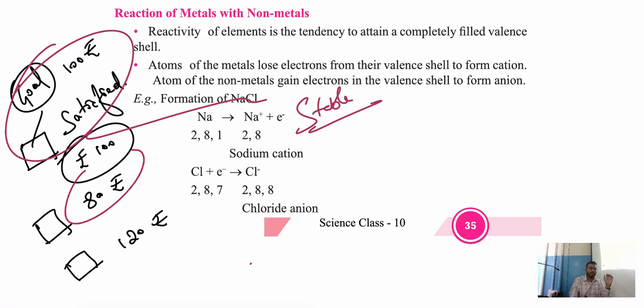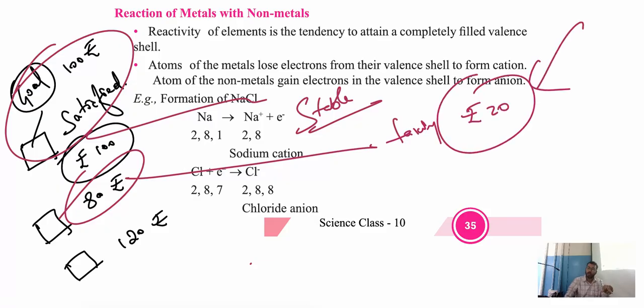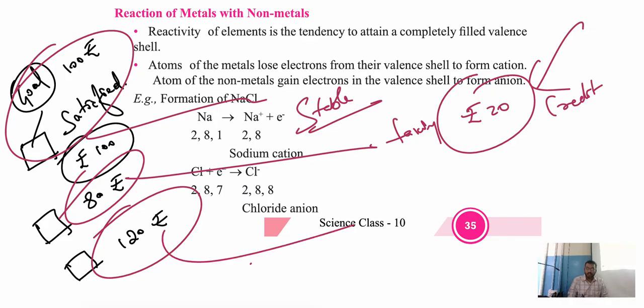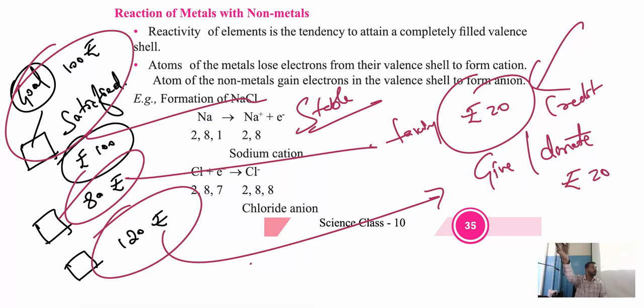Now this 80 rupees fellow, to fulfill his needs, is taking 20 rupees from someone, borrowing. Please give me. He is asking credit from someone, 20 rupees, to fulfill his needs. Am I right? Now this fellow wants 100, but he has 120. Then he is ready to give, to donate. He is ready to donate the extra rupees he has to someone. Am I right?